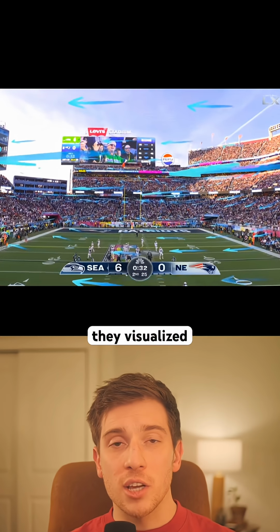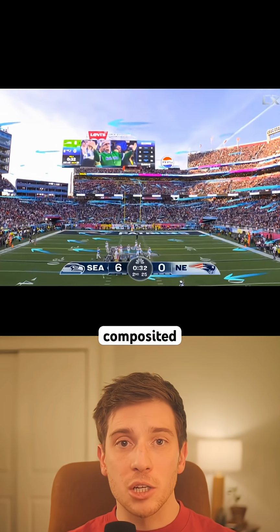And then even at one point, they visualized airflow inside the stadium using animated 3D arrows composited directly over the live footage.